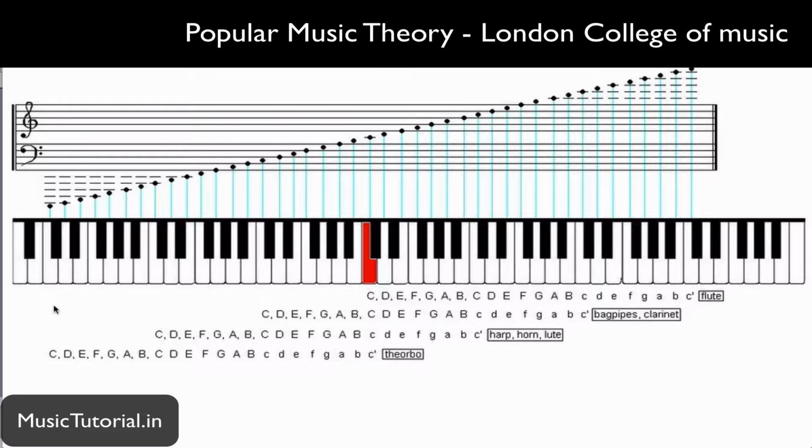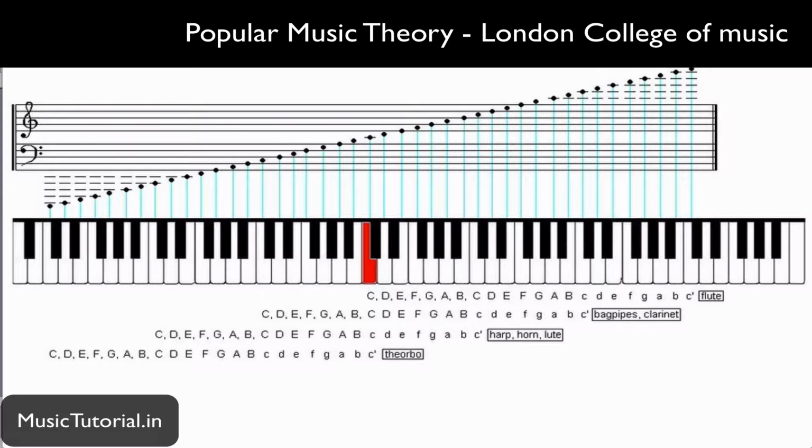The notes on the treble clef go from the middle C to the right side of the piano. And the notes on the bass clef go from the middle C to the left side of the piano. That is, the notes on the treble clef basically go from the middle C, and move higher in pitch. And on the bass clef, from the middle C, it goes lower in pitch.